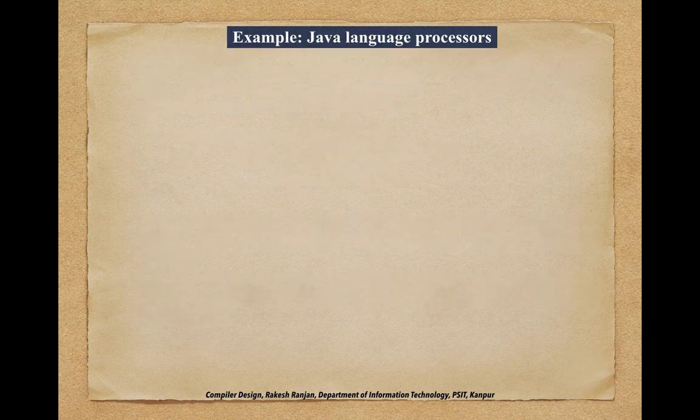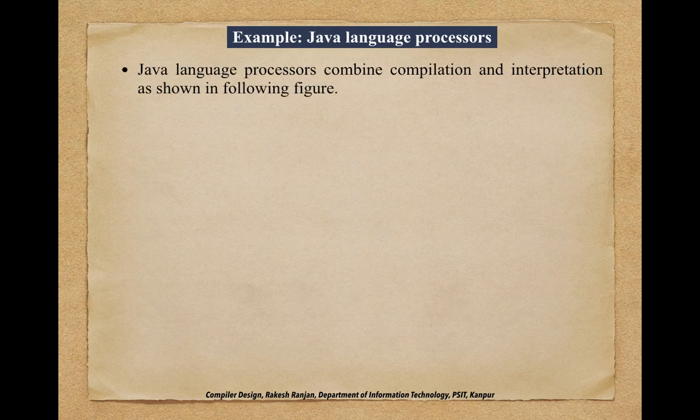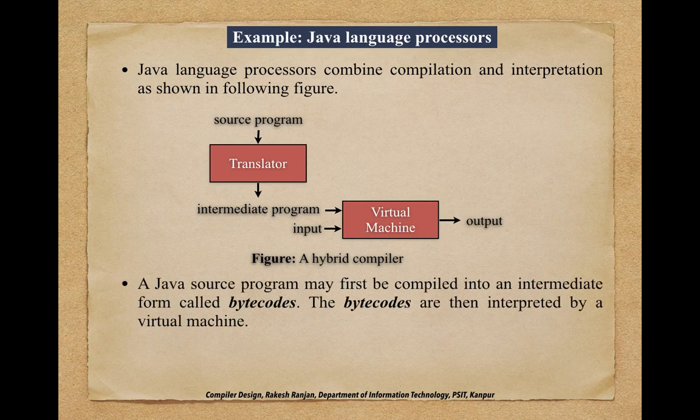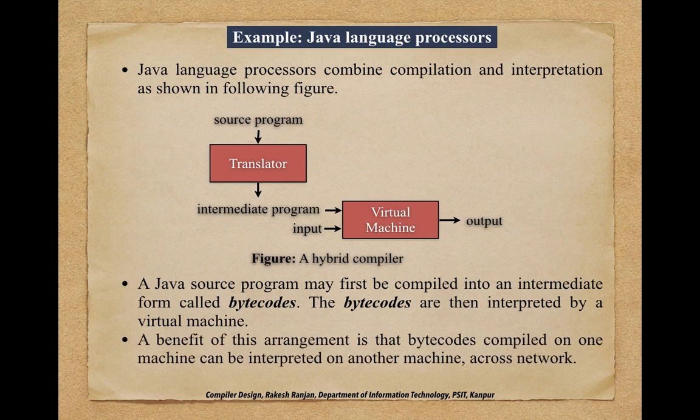Let us discuss one Java language processor. The Java language processor combines compilation and interpretation, as in the figure. You can see here there is a translator. The translator receives the source program and provides an intermediate program as output. The intermediate program is given as input to the virtual machine, and the corresponding output is given. It is also known as a hybrid compiler. A Java source program may first be compiled into an intermediate form known as bytecodes. The bytecodes are interpreted by the virtual machine. The benefit of this arrangement is that bytecode compiled on one machine can be interpreted on another machine across the network. That is machine independent.